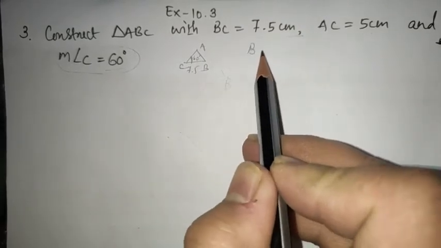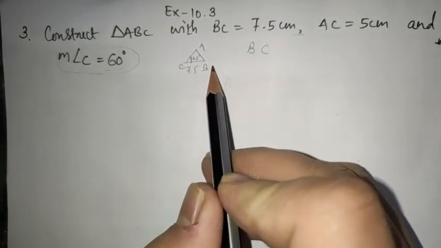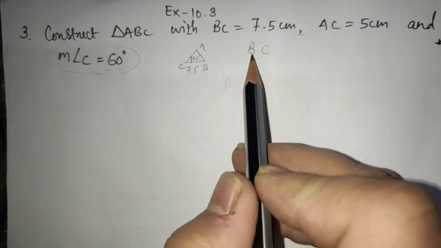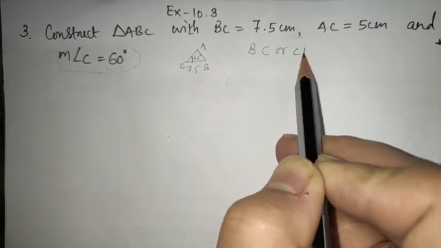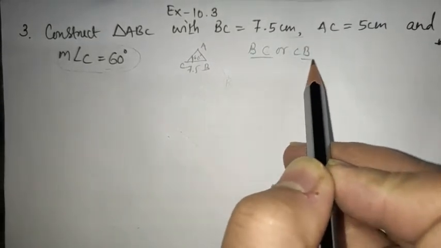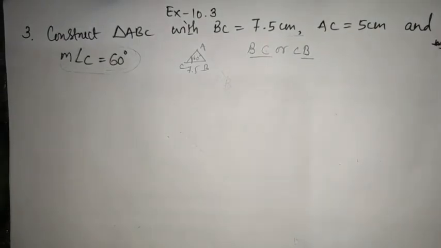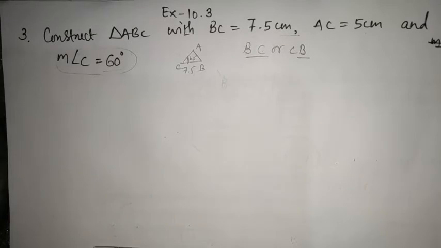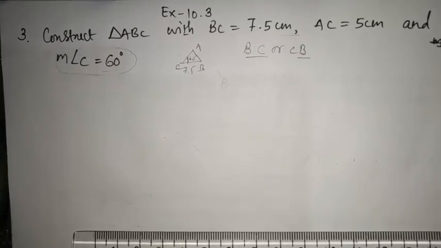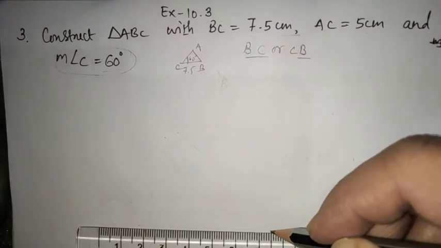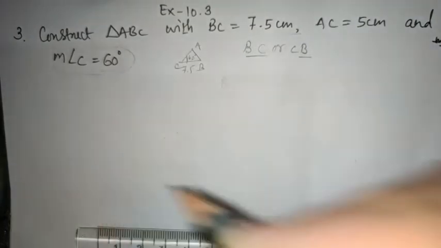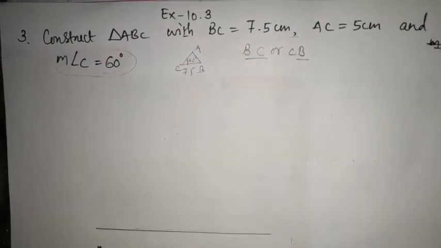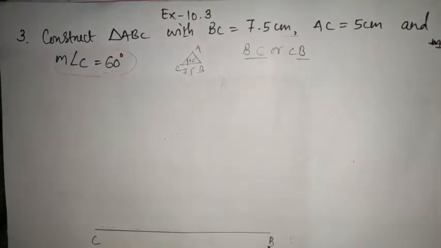Most of the students may have a confusion: why did you write CB? It is given BC, or it may be CB. Both values will be the same, BC or CB. So I'll make the BC or CB first, which is 7.5 centimeter. So here it is 7.5 centimeter. Just check it out. Yes. Give the name CB here.